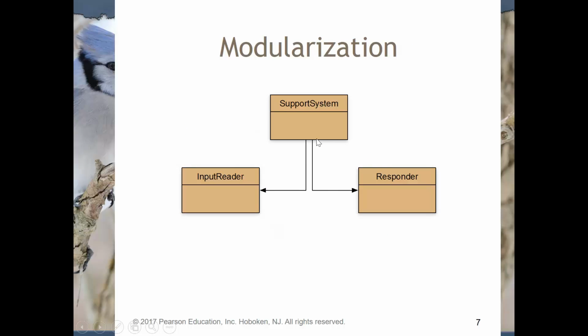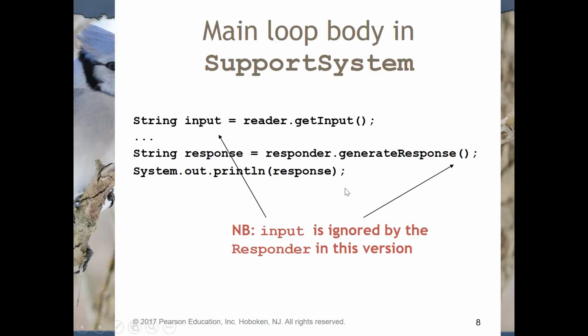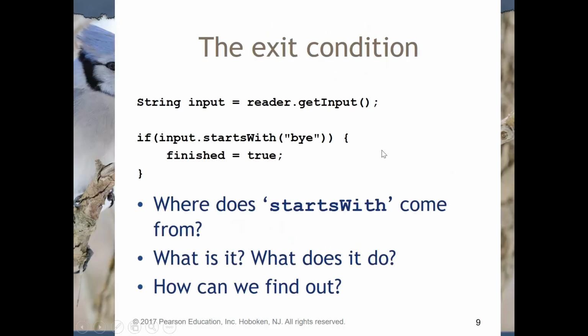Examples of modularization, which we've talked about a couple lectures ago. Support system uses input reader and responder, looking at this class diagram. The main loop body in support system: string input equals reader.getInput, some code, response equals responder.generateResponse, System.out. Okay? Input is ignored by the responder in this version. In other words, the input goes in here. Notice it doesn't go anywhere to generate a response. So here they're just giving you nonsensical responses. Things like you're very smart, I'm sure.